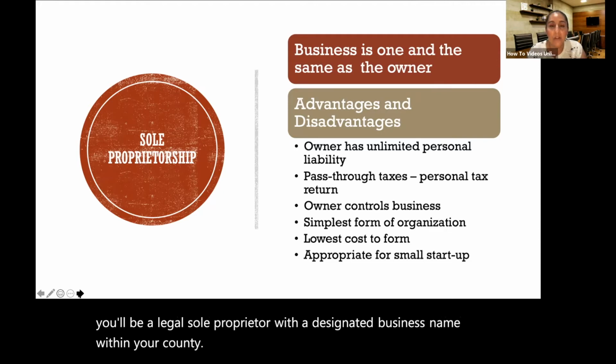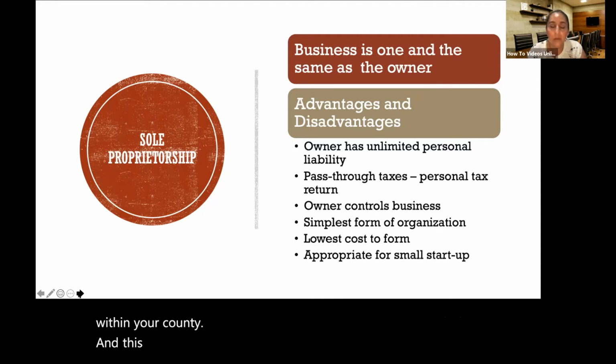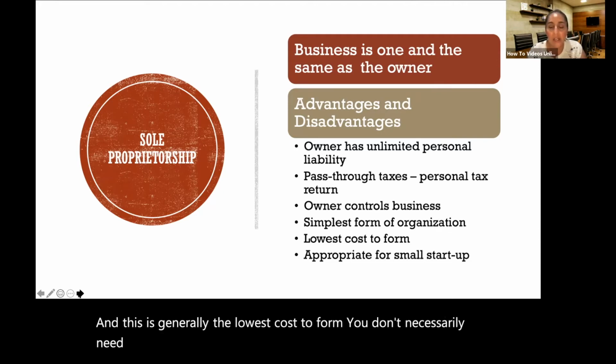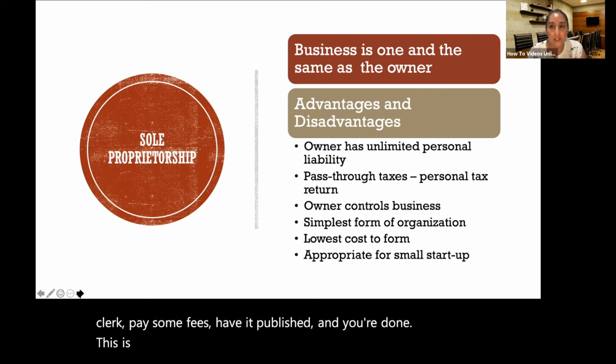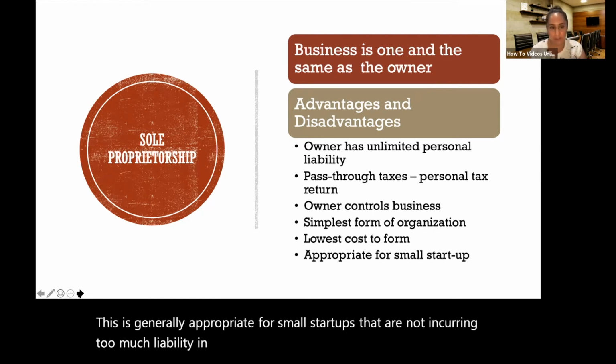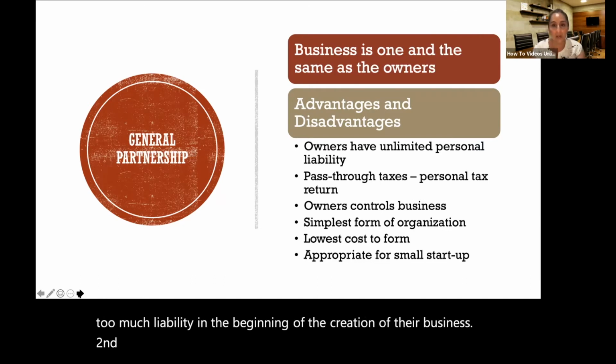And this is generally the lowest cost to form. You don't necessarily need an attorney or anyone to help you. You just file a form with your clerk, pay some fees, have it published, and you're done. This is generally appropriate for small startups that are not incurring too much liability in the beginning of the creation of their business. Second, we have general partnership.